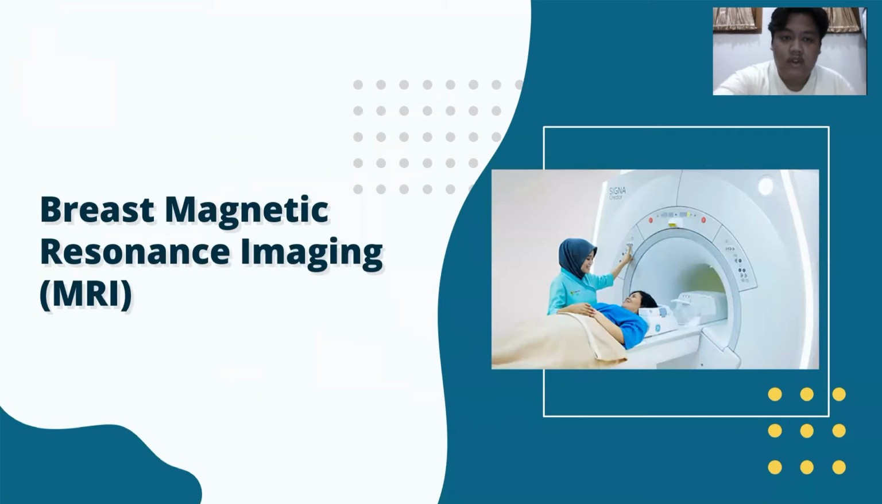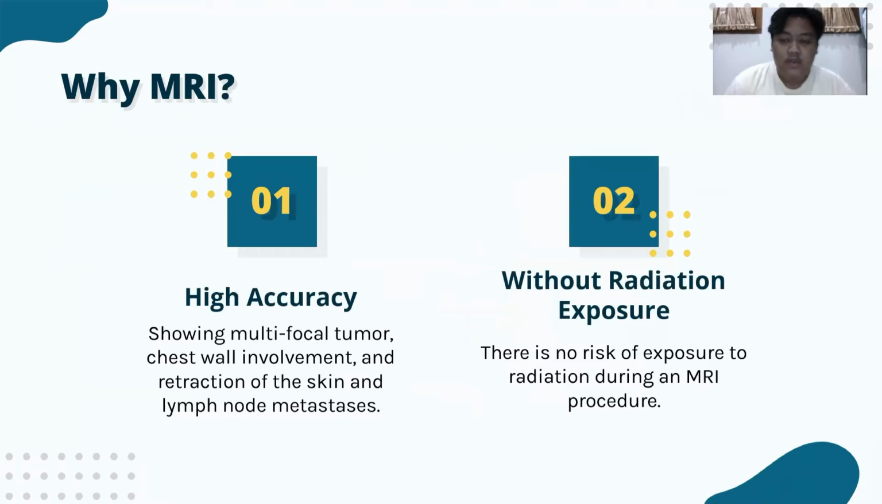But for now, we are focusing on breast magnetic resonance imaging. Why do we choose MRI? Because MRI is the imaging technique which has the highest accuracy in identifying breast cancer. MRI is the most accurate instrument for the local staging of breast cancer because of its ability to show multifocal tumor, chest wall involvement, retraction of the skin, and lymph node metastasis.